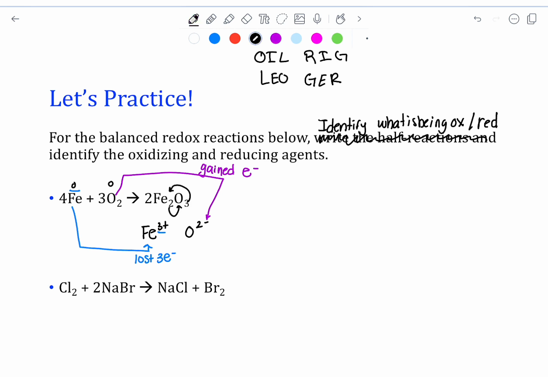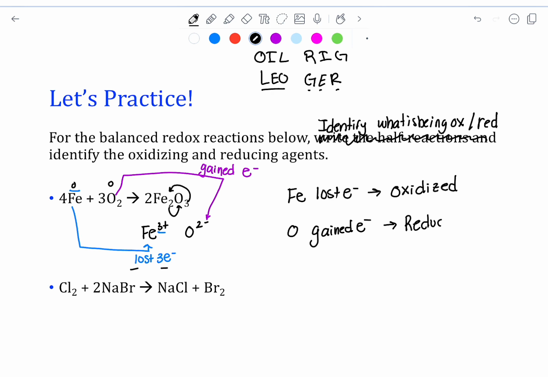So oxidation is loss, reduction is gain, or lose electrons oxidation, gain electrons reduction. Well, lost electrons, oxidation. Iron lost electrons, so Fe lost electrons, therefore it's being oxidized. Oxygen gained electrons, therefore gain electrons reduction, it's being reduced.